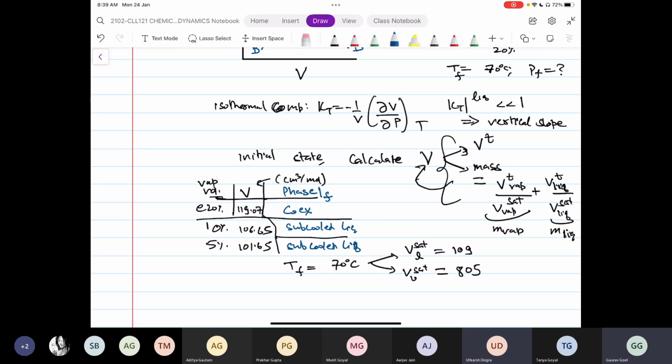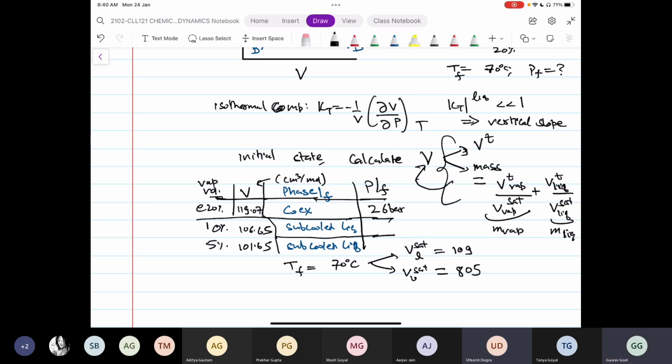So now the next part is pressure. What is the pressure in the final state? Okay, so first part, what is the pressure? Because it's coexistence, find out the saturation pressure at 70 degrees Celsius. The answer comes out to be 26 bar.